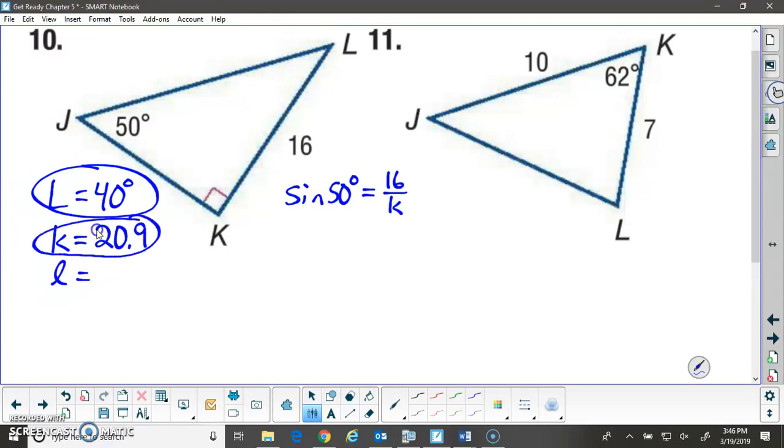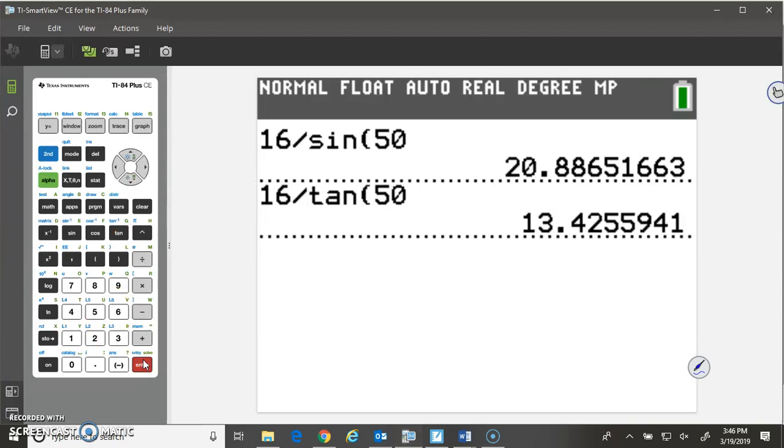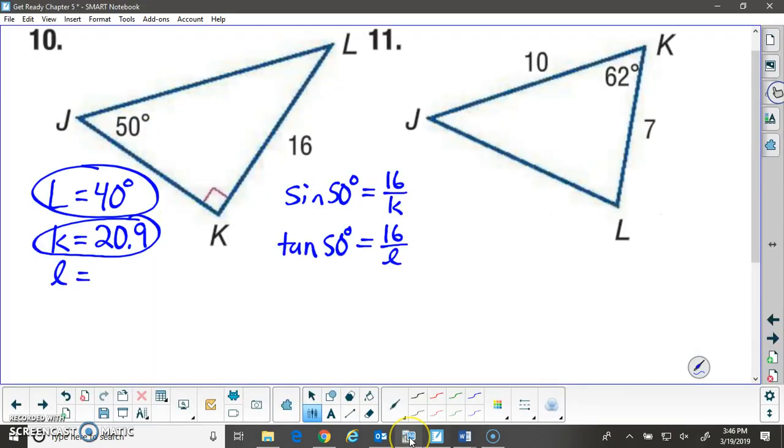And then to find length L, I would say the tangent of 50 degrees would give me 16 over length L. So on my calculator, I'll take 16 divided by the tangent of 50. And that gives me 13.4.